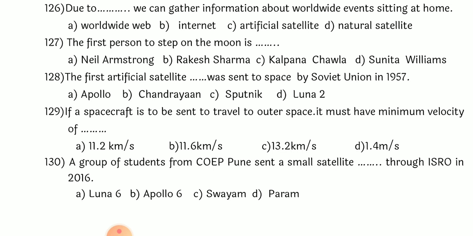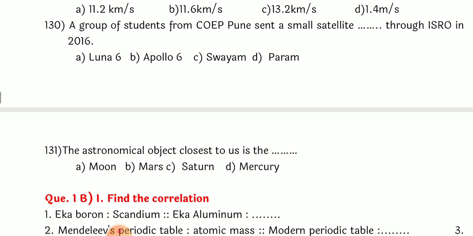A group of students from COEP, what is this COEP? College of Engineering, Pune, sent a small satellite dash through ISRO in 2016. What is the name of that satellite? That is Swayam. 131. The astronomical object closest to us is, very easy, close to us is the moon, correct? So that is option A.